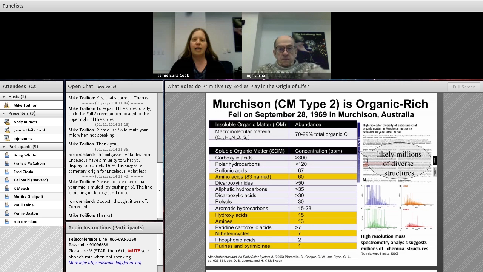So things such as amino acids, amines, purines, pyrimidines, and nitrogen heterocycles, things like that. And we see that there's a large amount of these types of molecules. There's a rich prebiotic chemistry going on here. And in fact, recent studies of the soluble material showed that there's likely millions of diverse structures of organic compounds in the Murchison meteorite. And so what we learned from this, if we're looking at the potential delivery of organics from primitive icy bodies that impacted the early Earth or other young planets, is that a very large diversity of these compounds necessary for life could have been delivered.